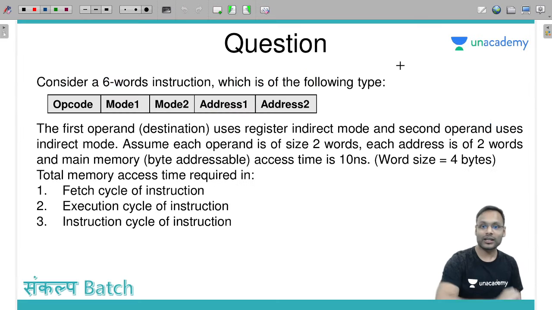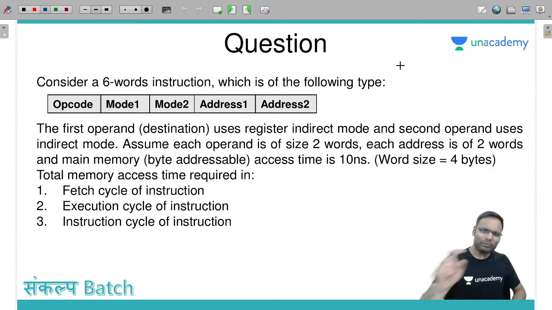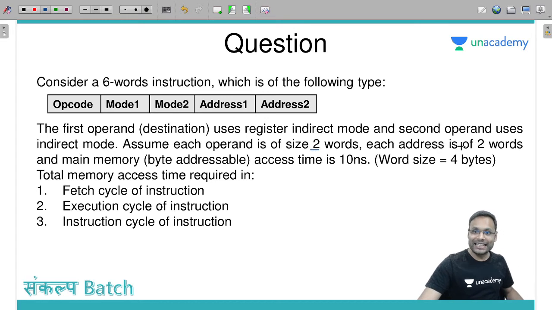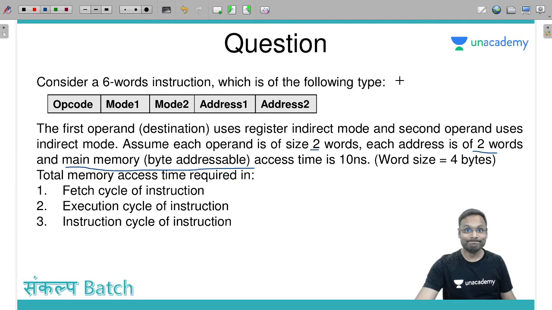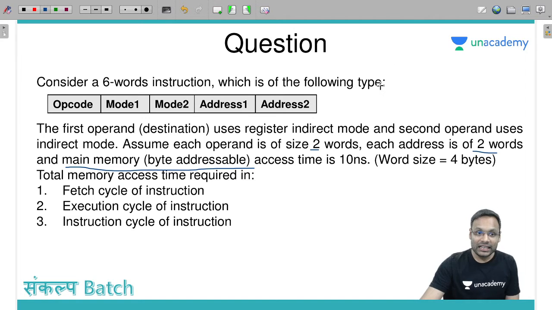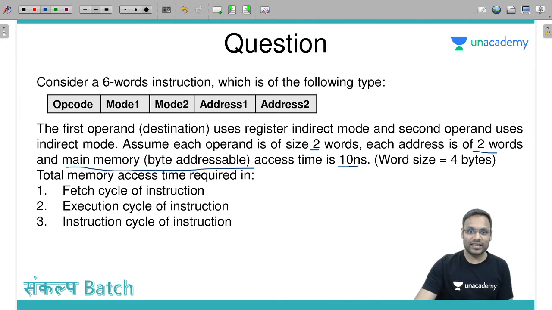अब इसी क्वेश्चन का एक और वेरिएंट, सेम डिटेल, सेम 6 वर्ड इंस्ट्रक्शन, फर्स्ट डेस्टिनेशन यूजिंग रजिस्टर इनडायरेक्ट मोड, सेकंड ऑपरेंड यूजिंग इनडायरेक्ट मोड, each operand is of 2 words, each address is of 2 words. Now memory is not word addressable, it's byte addressable. Memory is byte addressable and each byte access takes 10 nanosecond time और word का size है 4 byte का.